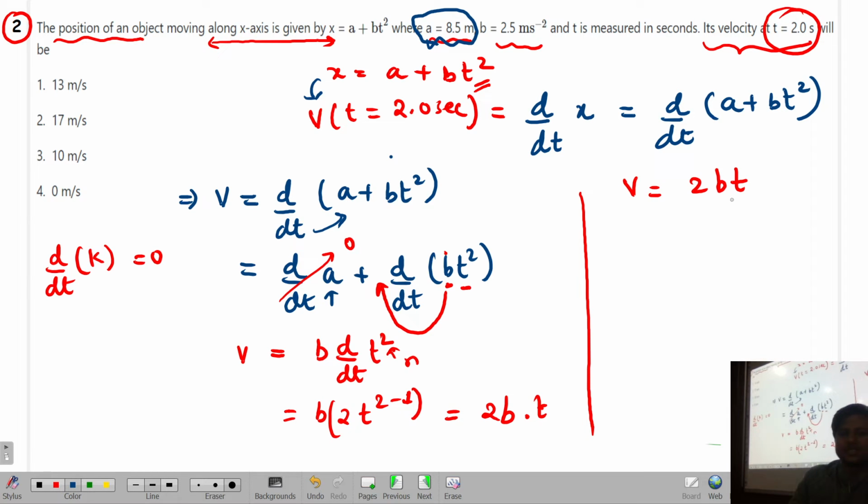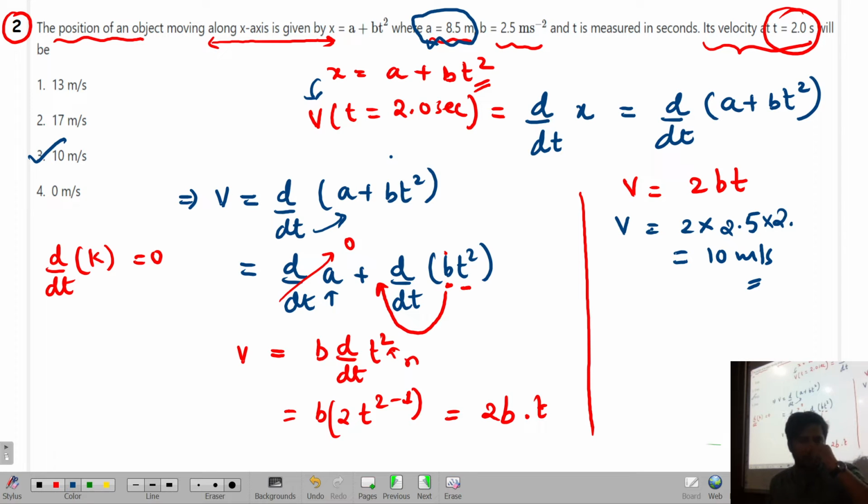So if your velocity is given as 2bt, what will I write? 2 into b value, which is 2.5. At time, what do I have to calculate? 2.0 second. I'll put over here 2.5 into t, so that is equal to 10 meter per second. So velocity after 2.0 second is equal to 10 meter per second. Option C is correct.